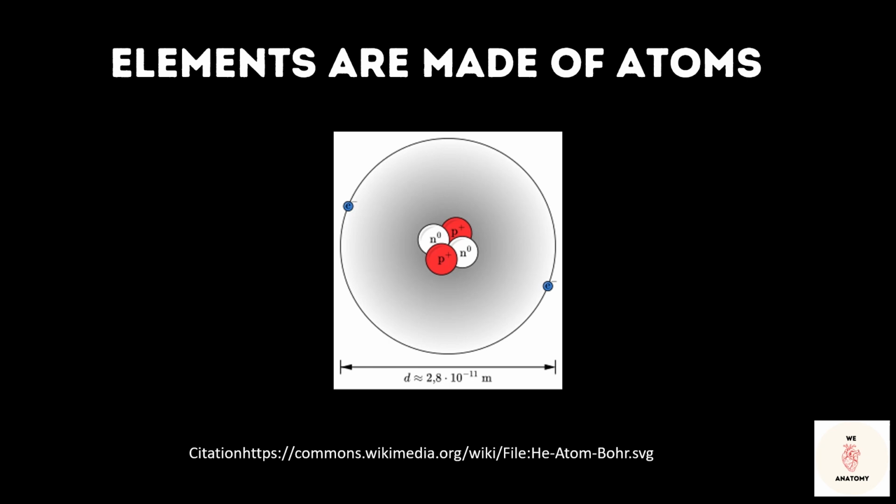Protons are positively charged and neutrons have no net charge. These two particles combined give atoms their mass, while the number of protons determines the element. Electrons are negatively charged particles that spin around the nucleus where the protons and neutrons reside. Atoms have the same number of protons and electrons.